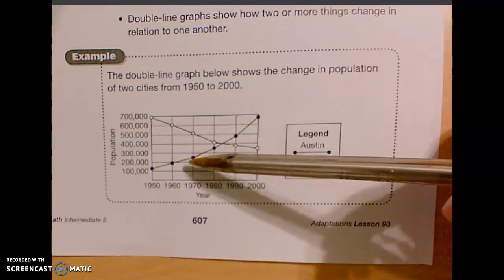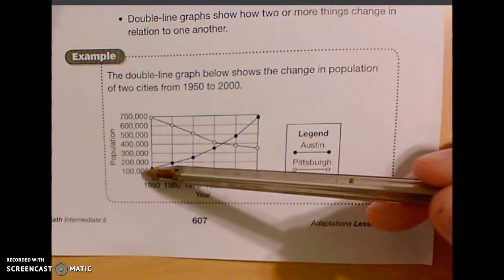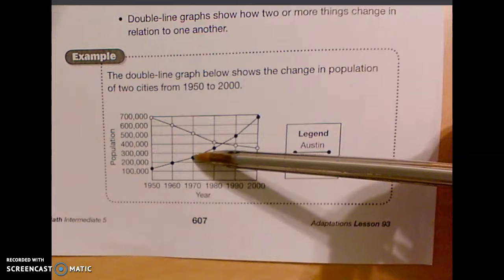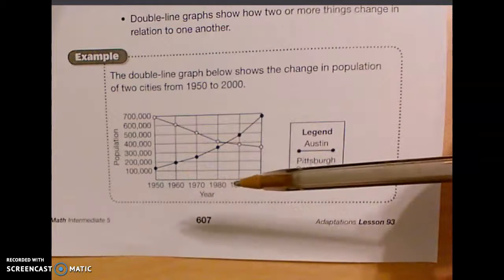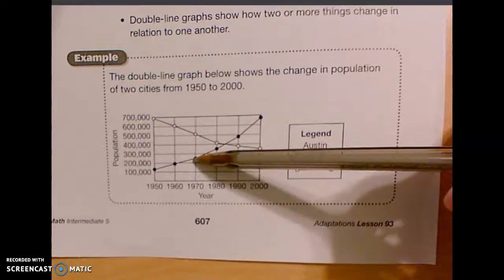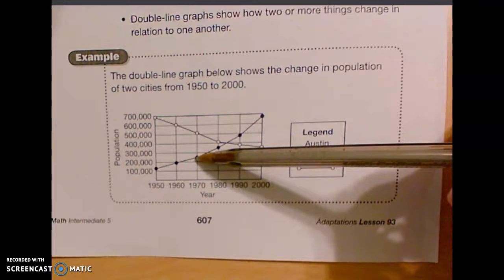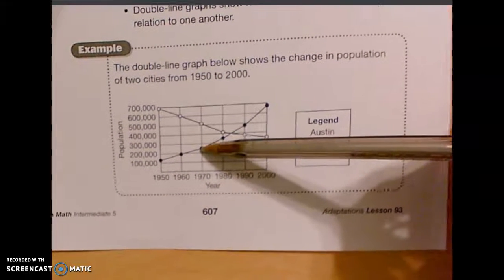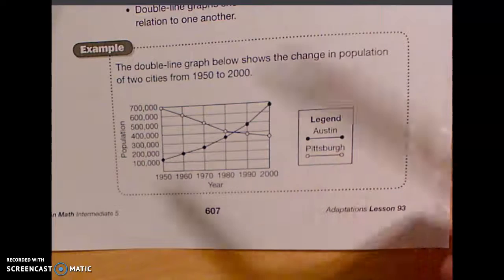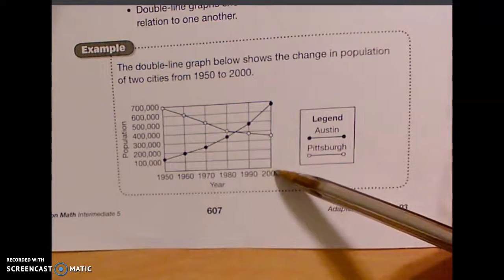1970, Austin, and if I look here, 100,000, 200,000, 300,000, that's going to be about 250,000. So the line graph with solid dots represents Austin's population, and for 1970, the dot is about halfway between 200,000 and 300,000, which means the population was about 250,000. What about approximately how much did Pittsburgh population decrease from 1950 to 2000?